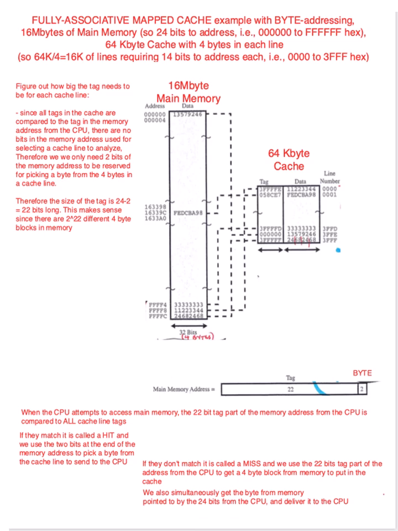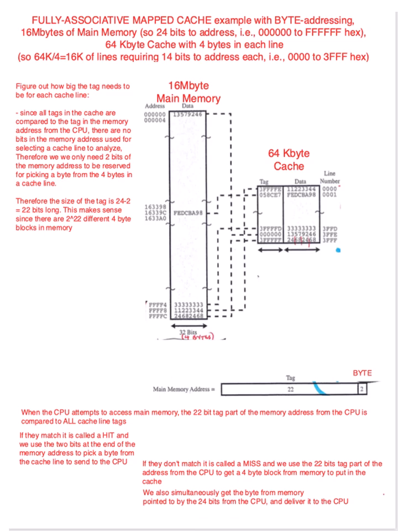And now, just like with the last example, we need to figure out the size of the tag, and that tells us how many bits are laid out where. Now, this is different than direct mapping, since all the tags in the cache are compared to the tag in the memory address from the CPU. There are no bits in the main memory address used for selecting a cache line to analyze, right?